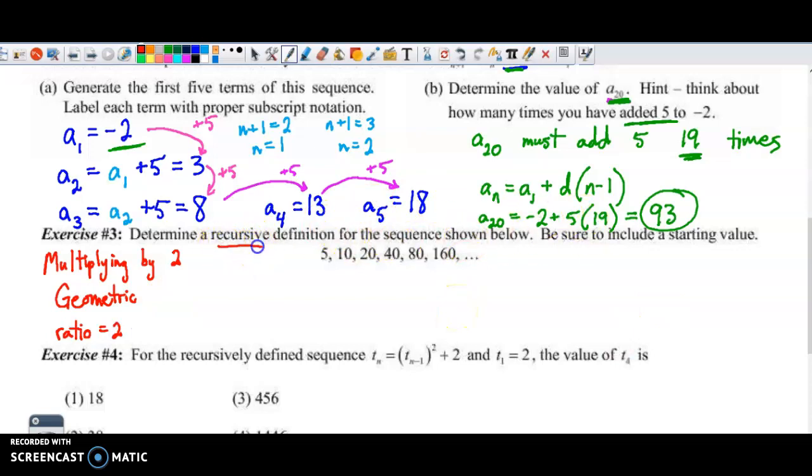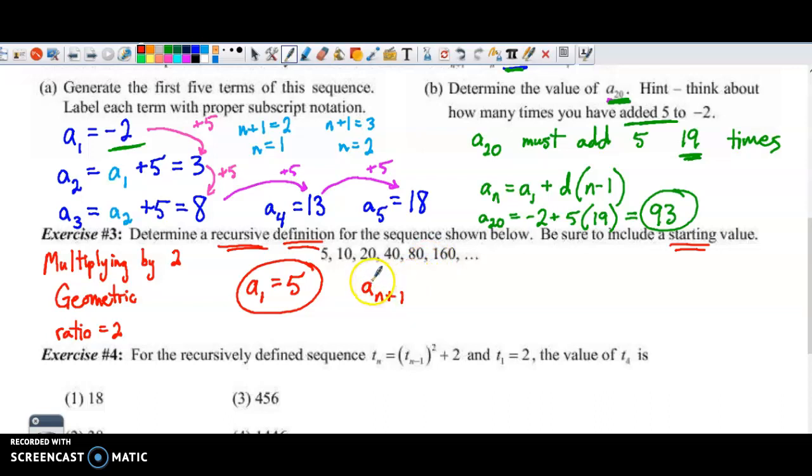So when they ask you to come up with a recursive definition, there are two things that you need to do. The first is to start with the first value. So tell me what a sub 1 is equal to. Well, the first term is equal to 5. That's from right there. So that's part of your answer to the recursive definition. Now the next part is telling me what the next term needs to equal. So that's where we write the n plus 1 term.